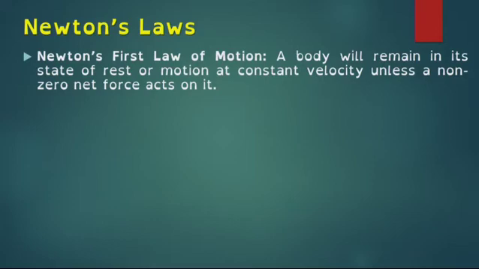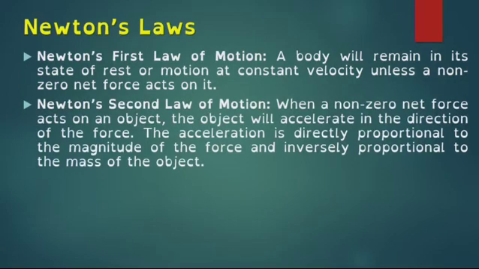So Newton 1: a body will remain at a state of rest or constant motion, so constant velocity, unless a non-zero net force acts on it. The second law tells us what happens when we now have a non-zero net force.